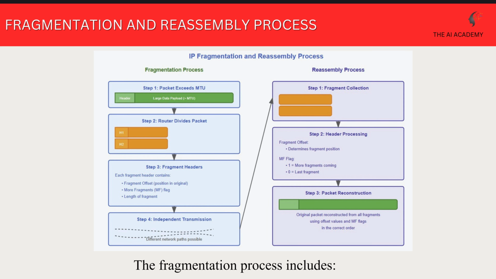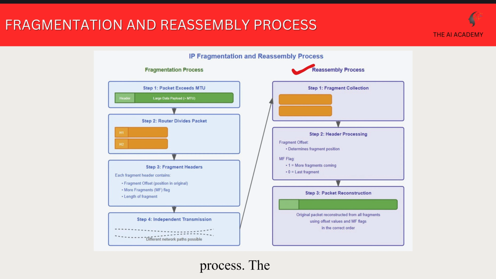The fragmentation process includes: Step 1, a large packet exceeds the MTU of a network. Step 2, the IP layer at a router divides the packet into smaller fragments. Step 3, each fragment gets its own IP header, including a fragment offset field to indicate its position in the original packet. Step 4, fragments are transmitted individually. Each fragment travels independently through the network, and some fragments might take different routes to reach the destination.